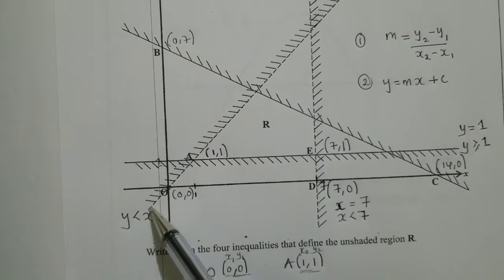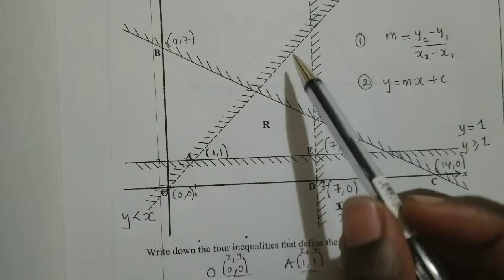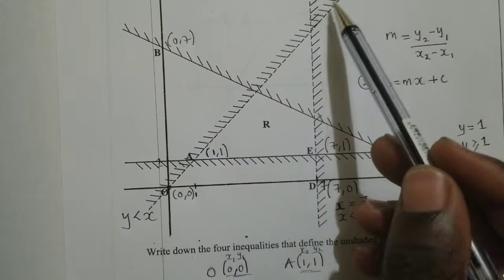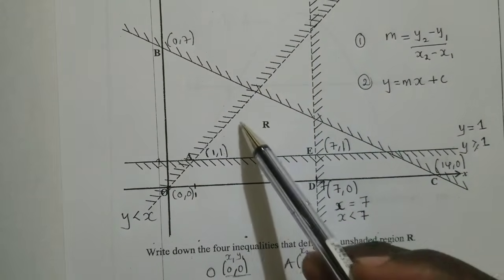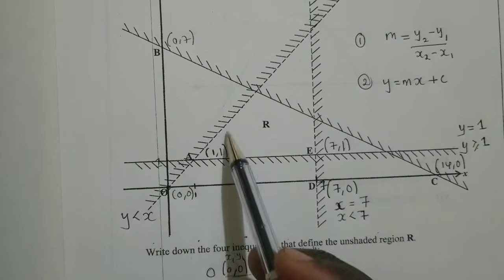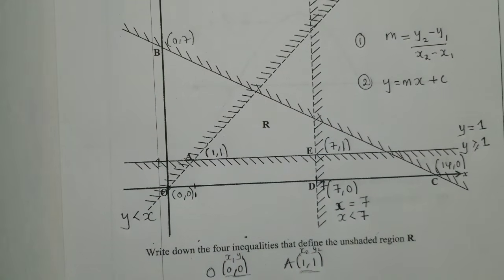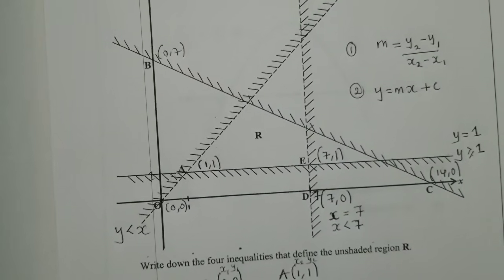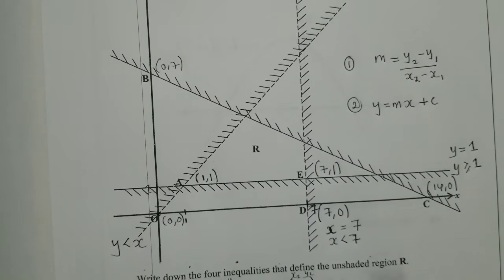If you can see, this line is moving like this. Which one is the greater part? It's the top part. And the lesser part, which is not shaded, is down here. So we say y is less than x, the part that is not shaded. Okay, we go to the next question.